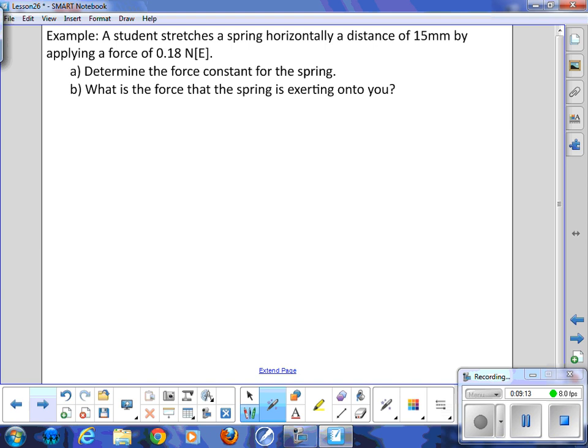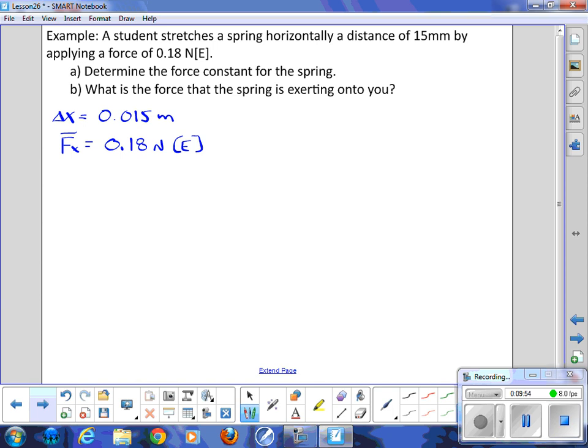Okay, so an example. A student stretches a spring horizontally a distance of 15 millimeters. So of course we are working in SI standard here, so we need to convert that 15 millimeters. So delta x equals 0.015 meters. We've applied a force, and because it's a spring, we know it's Fx, and it's 0.18 newtons east.